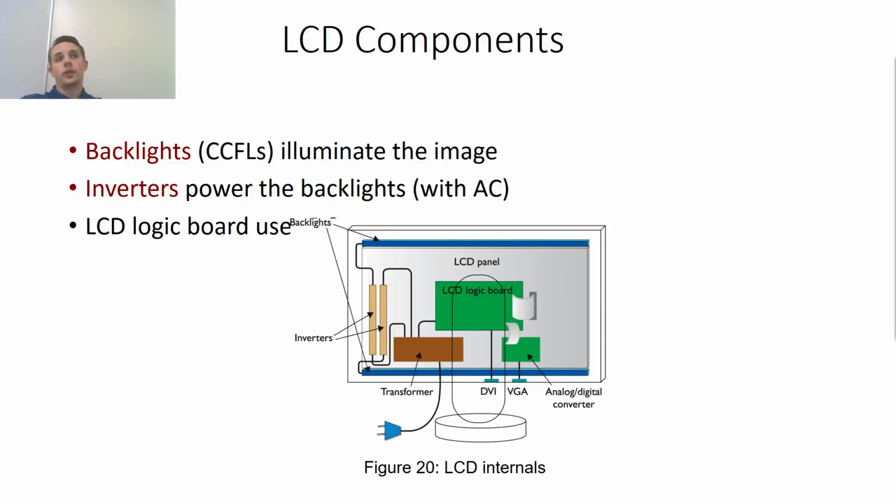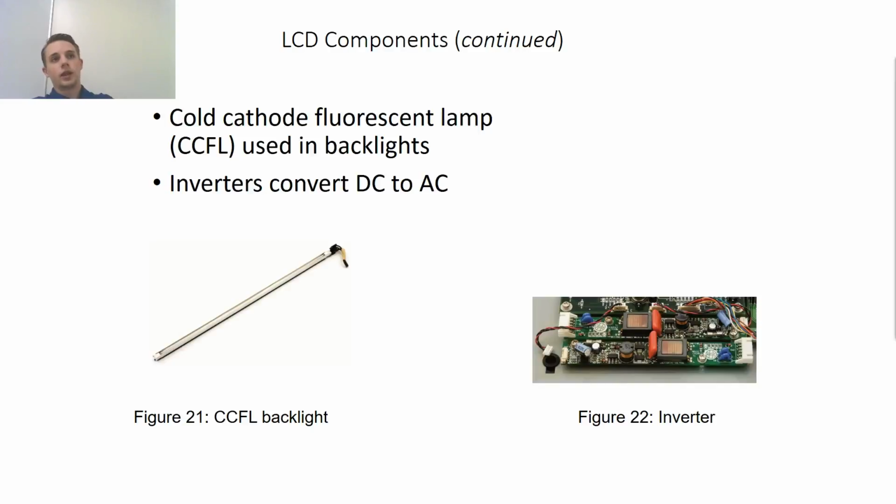So backlights illuminate the actual image itself, but they do not project the image. They only provide the light to display it. And there's generally either 1 on the top or bottom, or 1 on each. Sometimes they're on the sides, but it's usually top and bottom. And then they use inverters to power the lights because they use DC voltage, not AC. And then they have a built-in logic board that handles the conversion and process with the matrices to make the colors appear on the screen correctly.